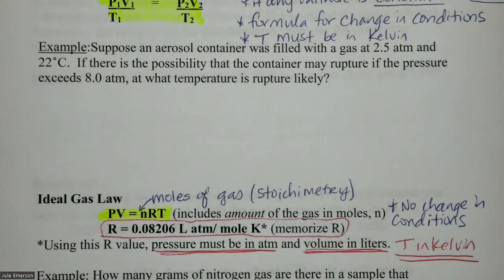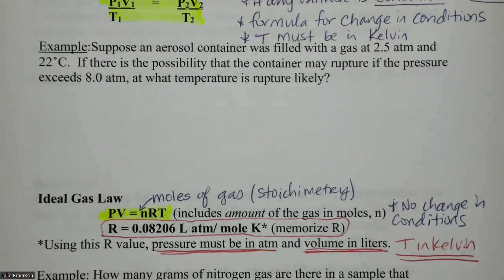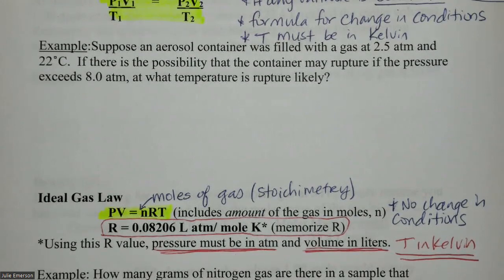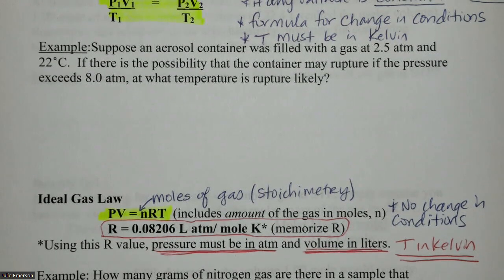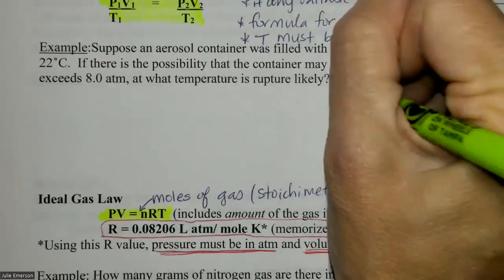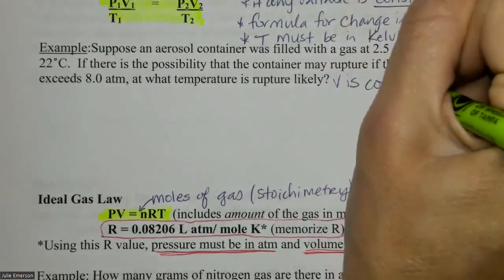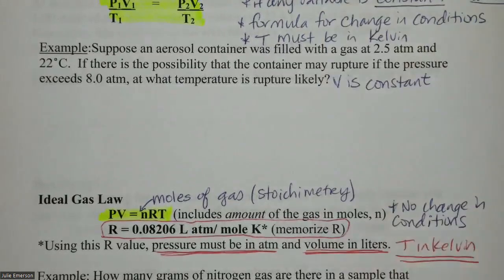It says we got an aerosol container. It's filled with a gas at 2.5 atmospheres and 22 degrees Celsius. If it's possible that the container could rupture if the pressure goes above 8 atm, at what temperature is that likely to happen? So what's happening here is we've got this aerosol container with a volume. We're looking at just that temperature right before it ruptures, meaning the volume's going to be staying constant until I get to that rupture. So volume is constant. So that's the first thing I look at.